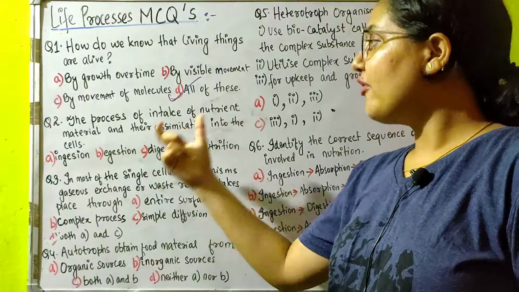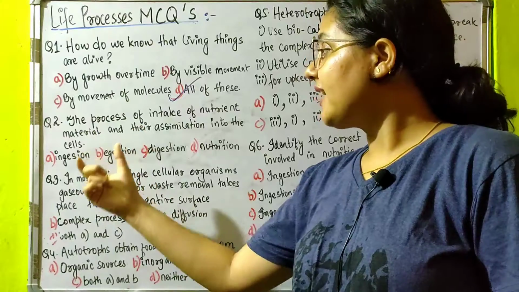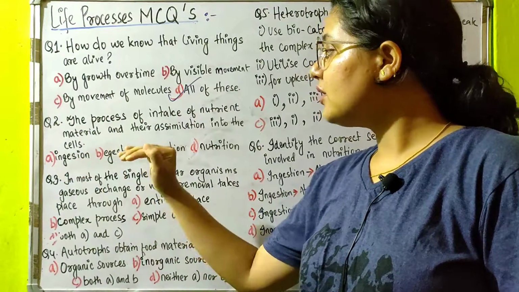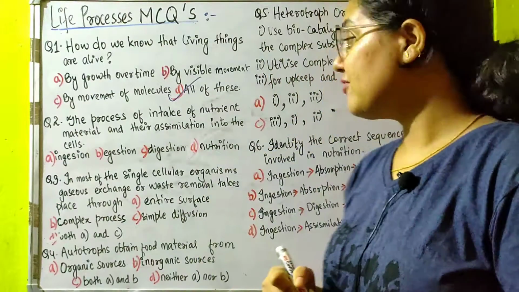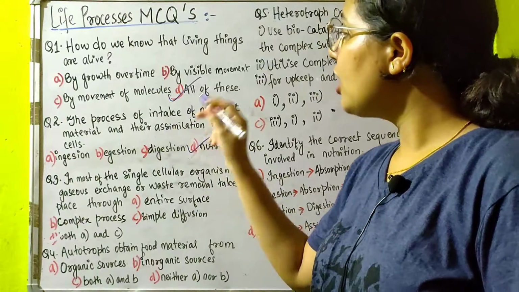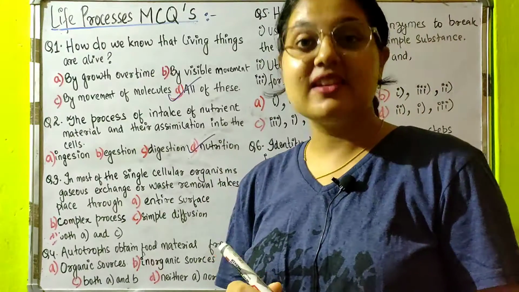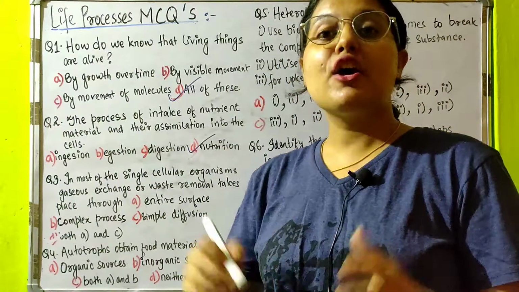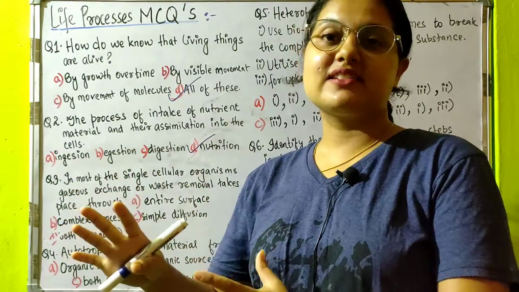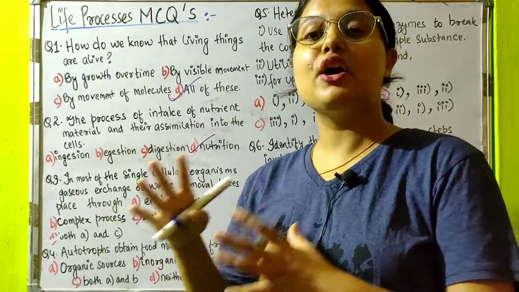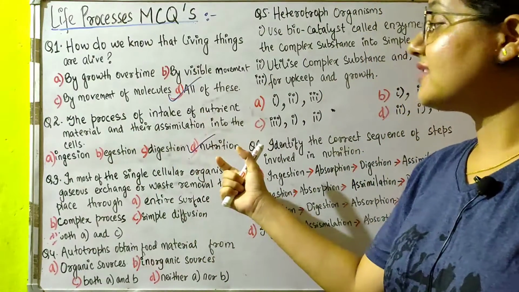The process of intake of nutrient material and their assimilation into the cells. The options are ingestion, egestion, digestion and nutrition. What do you think is the answer? The answer is nutrition, because here we are talking about the overall process of intake and assimilation. Nutrition is the process of taking in food, utilizing the food and releasing the extra materials, that is, releasing the waste. Here we are talking about everything, that is why the answer is nutrition.